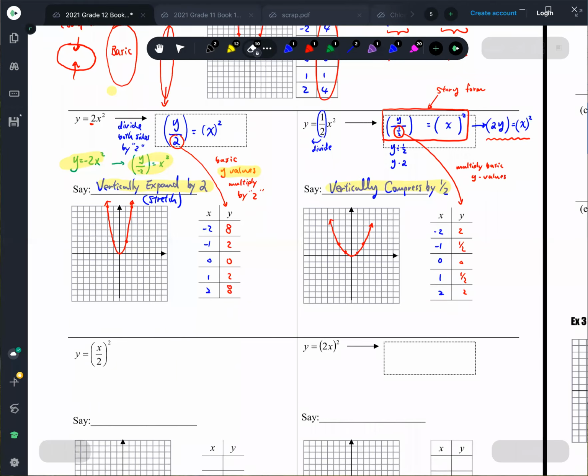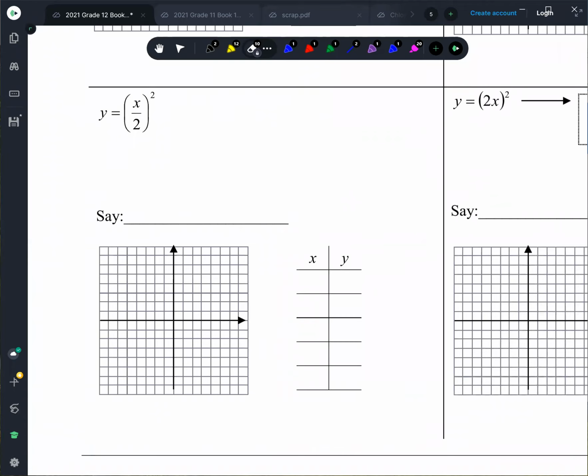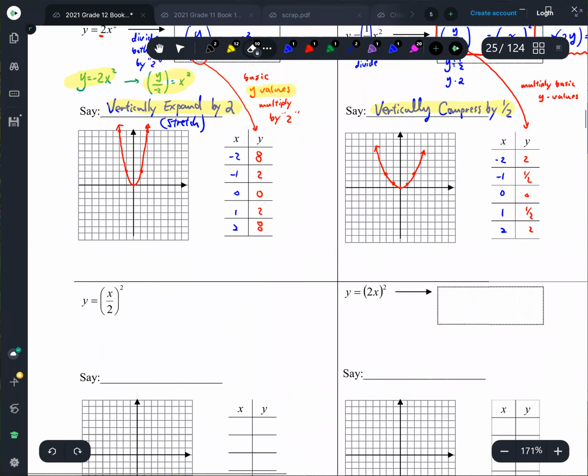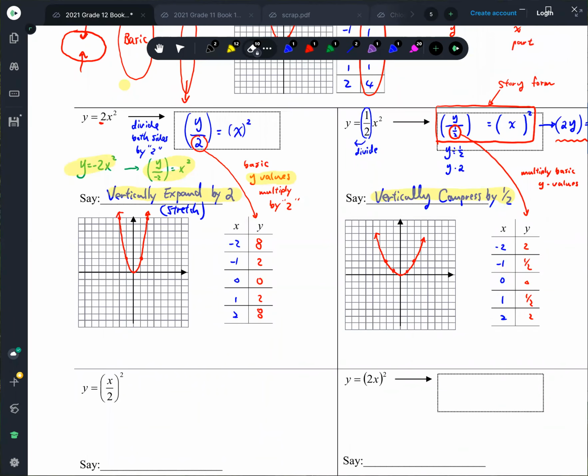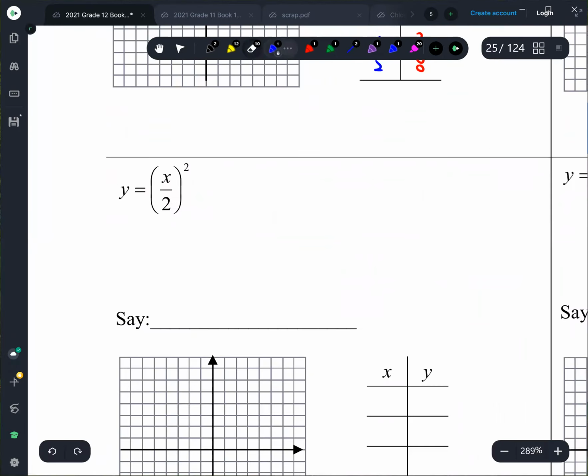Okay, so this part, y equal to bracket x over 2 squared. You can see that compared to the other two questions we did, we don't have an extra box to write, right? Because this one is already in the form that we need, right?